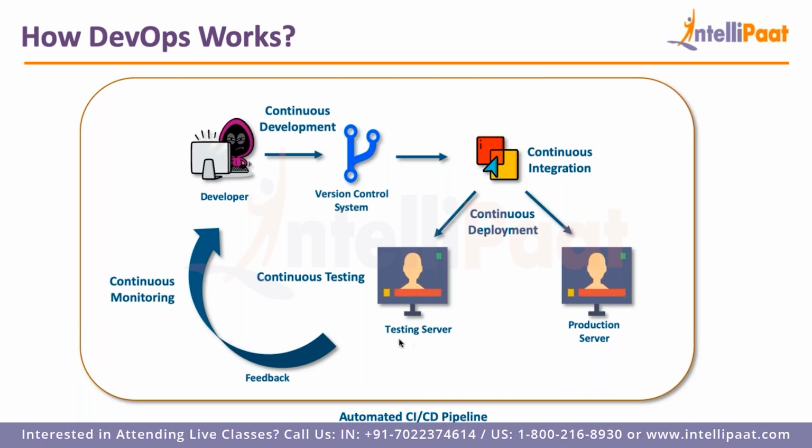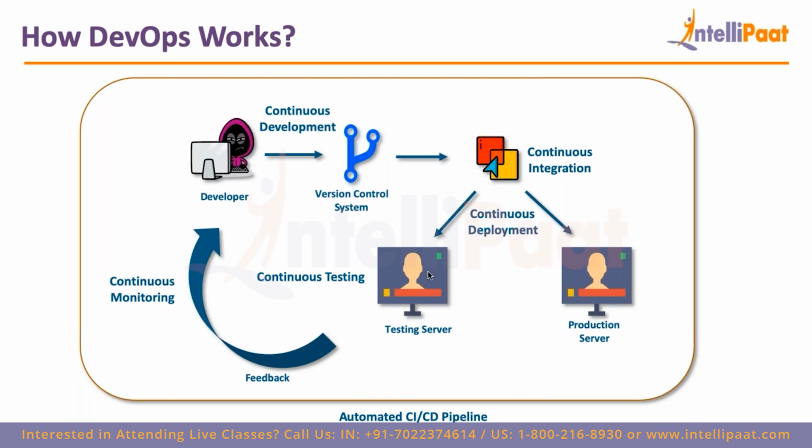And if there is any error, the feedback for that error is given back to the developer, saying that in your code at this particular line, this is the error that you are getting. Please go ahead and resolve. Once the developer has resolved it, he can again push it back to the version control system. Again, it will be picked up by the continuous integration server. Again, it will be pushed onto the testing server. It will be tested. The feedback for that test will be given to the developer.